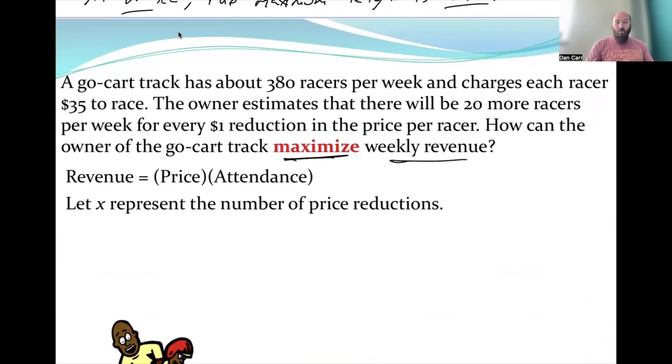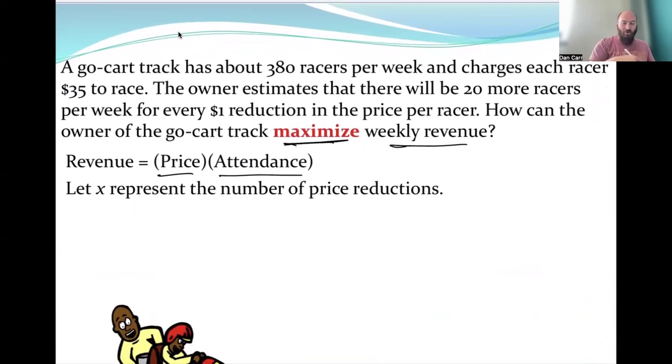Here's what we want to look at. Revenue is made up of price times the attendance. Okay. So in order to do this, we start with our established facts. 380 racers will show up if it's $35 to race. So the idea is that the revenue, I'll just call it R, is going to equal the price, 35, times the attendance, which is 380. Now I left this open because look at what happens.